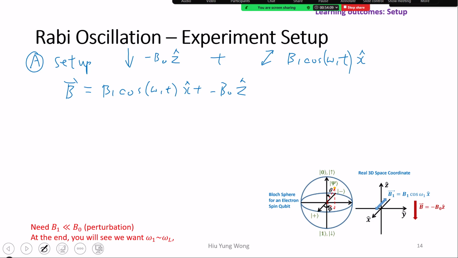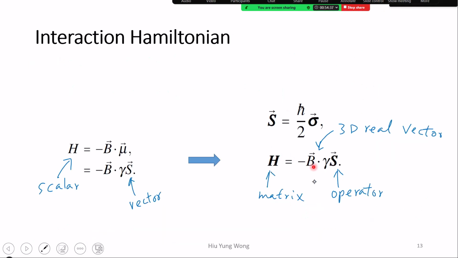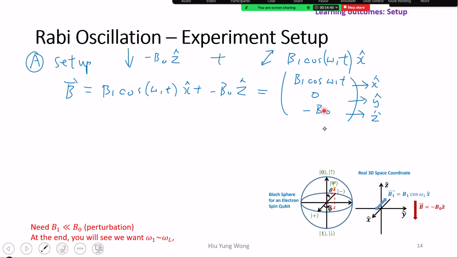And of course, I can further write this as a vector if you really want. Then it is B1 cosine omega 1t, 0, negative B0, because I don't have any component in the y direction. So you need to get used to this notation. This one I set up the total B, and just like what you just asked me, what is this B? This is the B in this case: a vector, a real 3D vector.